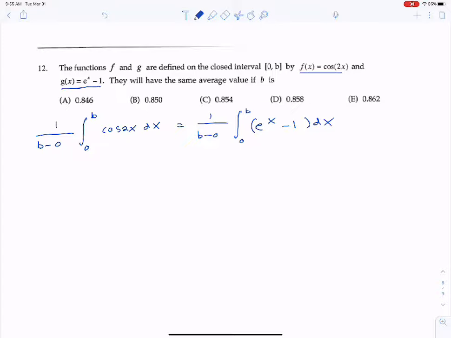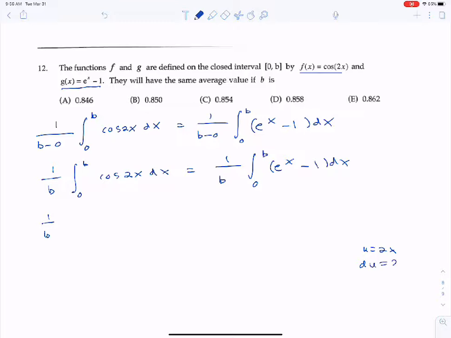Okay, so where is this true? So what I end up getting is 1 over b, integral from 0 to b of cosine 2x dx, equals 1 over b, integral from 0 to b of e to the x minus 1 dx. So integrating this, I get 1 over b times, so let's integrate cosine of 2x. Off to the side, I'm going to let u equal 2x, which means du equals 2 dx, which means 1/2 du equals dx.